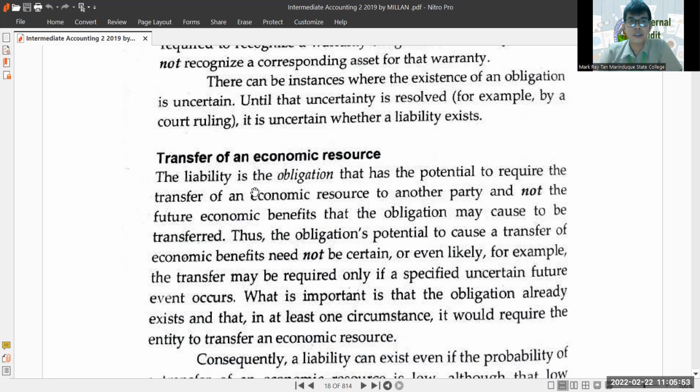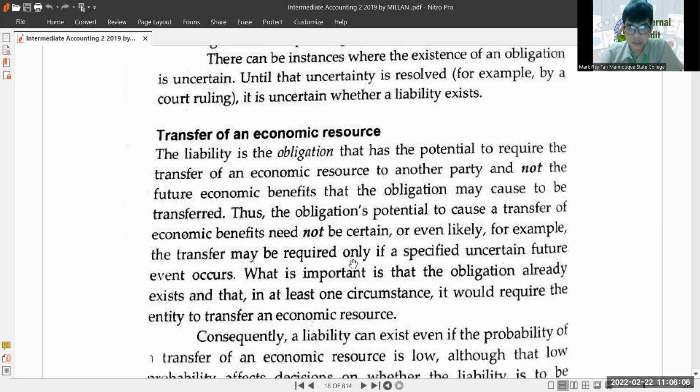So, yung liability daw is the obligation that has the potential to require the transfer of an economic resource to another party and not the future economic benefits that the obligation may cause to be transferred. Sige, pampagulo lang yung una. Ang gusto lang sabihin is if you have an obligation, kasunod nun is you have the entity. If the entity has an obligation, of course, that entity should transfer an economic resource to settle that liability, to settle that obligation. Okay?